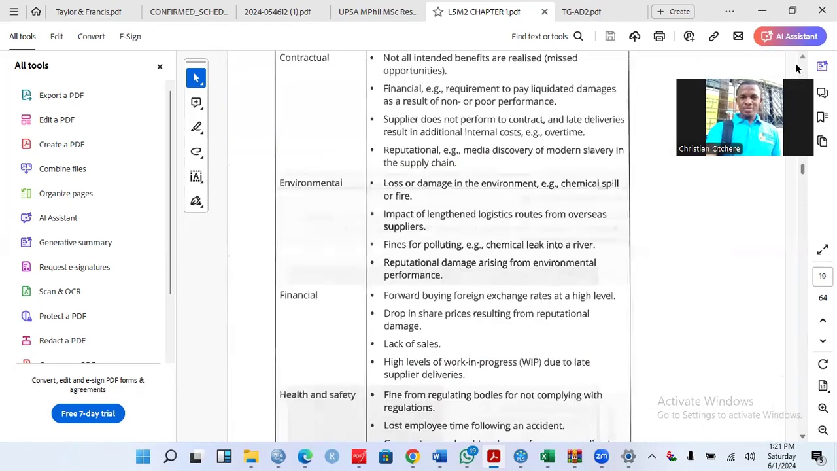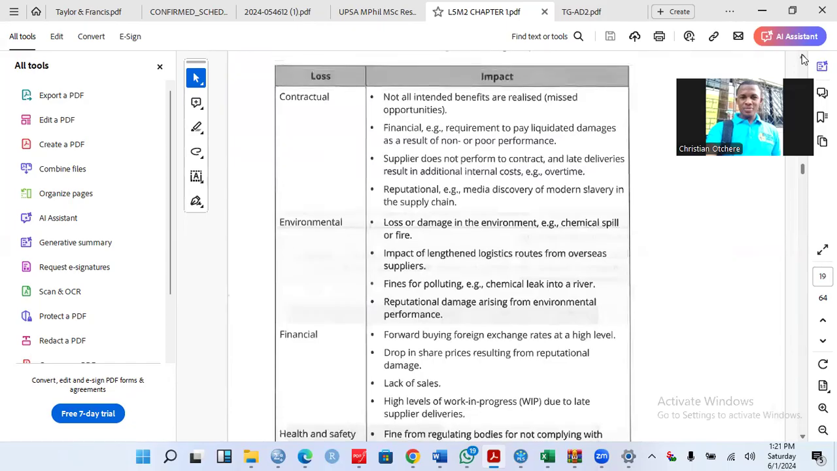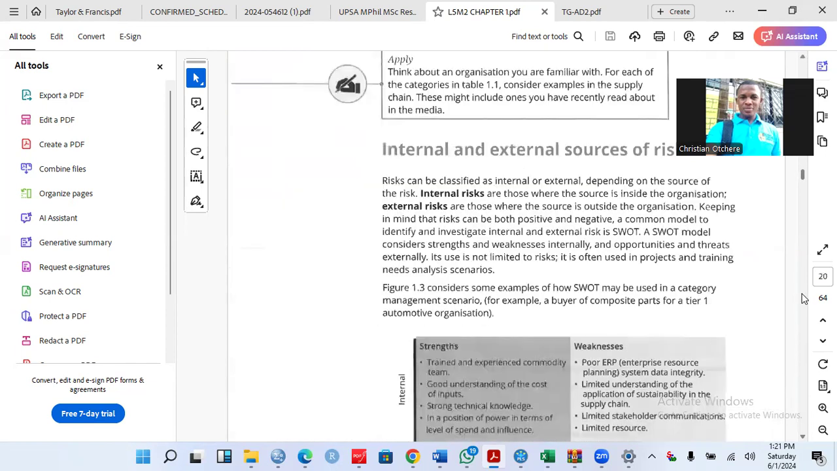So now let's look at the category. Yes, laws can be contractual laws, financial laws, environmental laws. Those ones you can read them. But let's look at the sources of risk. Now, after the source, we look at the categories. Then we'll bring our meeting to an end.